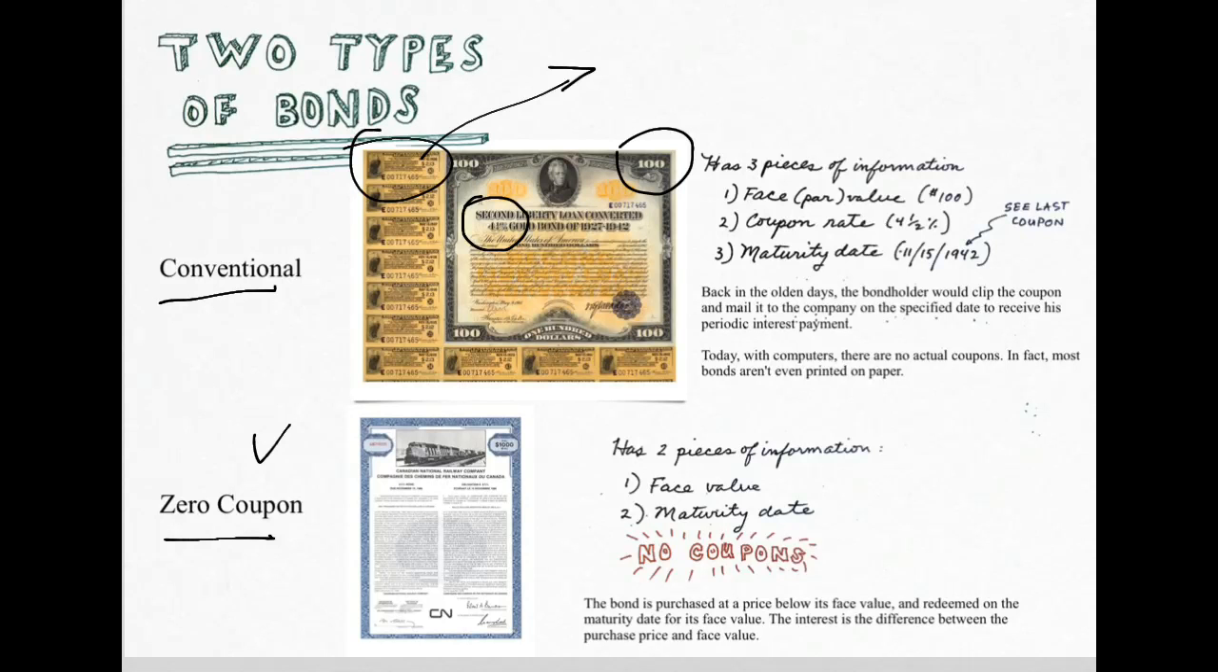The zero coupon bond does not make periodic interest payments. Instead, the buyer of the zero coupon bond buys the bond at a discount from its face value. Then, on the maturity date, the buyer redeems the bond for its full face value. Rather than receiving periodic interest income, the interest income to a zero coupon bond is the difference between the purchase price and the face value. For that reason, zero coupon bonds are sometimes called discount bonds.